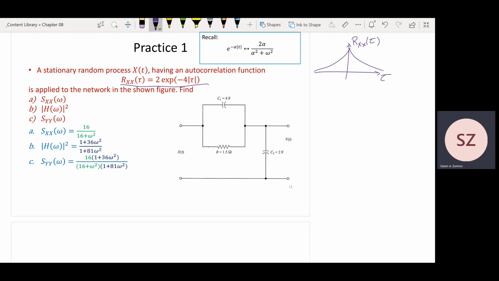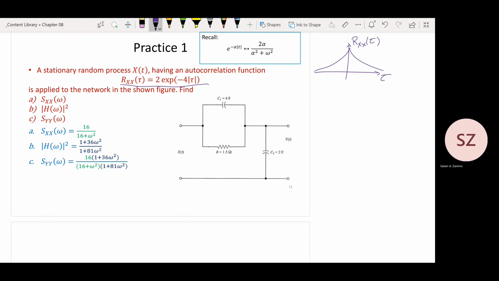So will it have higher frequencies or lower frequencies? It moves at a faster rate, so it contains higher frequencies. Exactly. If you take the Fourier transform of this, you will get something like this. If the autocorrelation becomes narrow, its Fourier transform becomes wide, which means higher frequencies, a higher band.